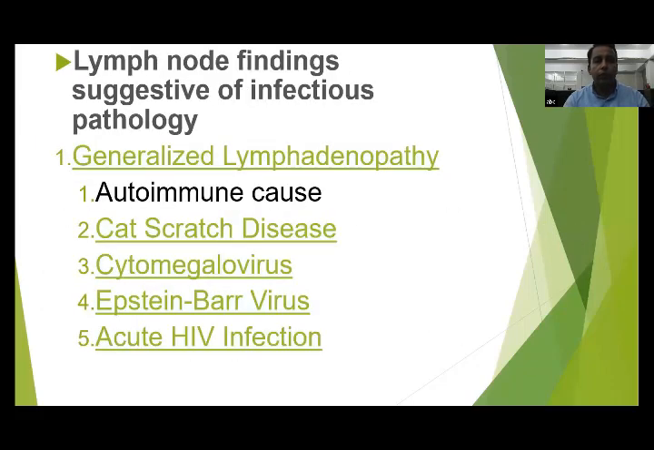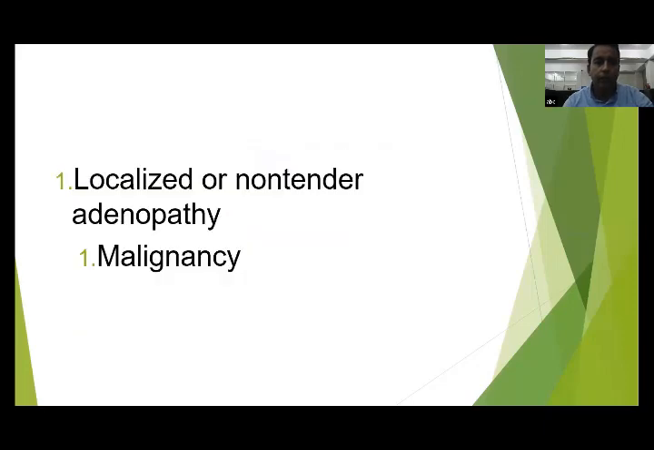see lymph node, as I told you in detail. The causes of lymphadenopathy: autoimmune causes, cat scratch disease, cytomegalovirus, viral infection, Epstein-Barr or acute viral. These are just viral infection, bacterial infections, malignant disorders. They can all cause generalized lymphadenopathy. Then lymphadenopathy is either localized, non-tender, or generalized lymphadenopathy.